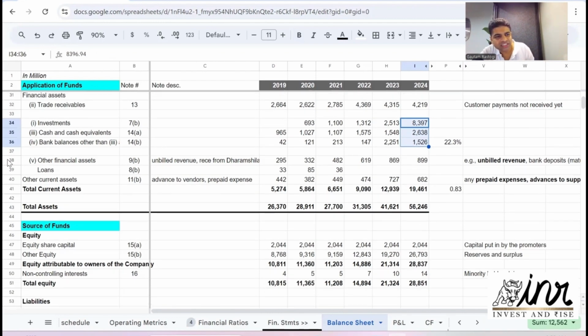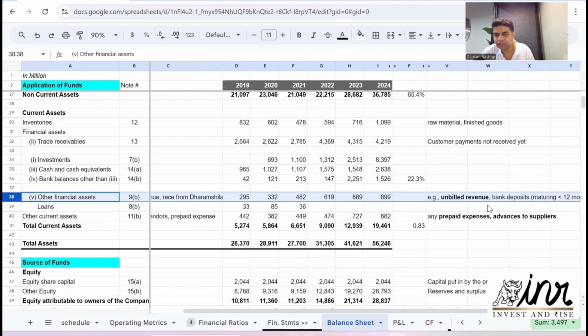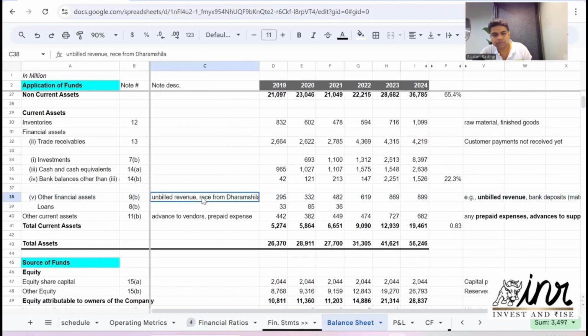Here, other financial assets. Within current assets, they have something called other financial assets, which may include unbilled revenue. Unbilled revenue means, many times when you are constructing a balance sheet at the end of the financial year, some treatments are still underway. You have not billed for those treatments yet. You would have seen unbilled revenue in your phone bill.